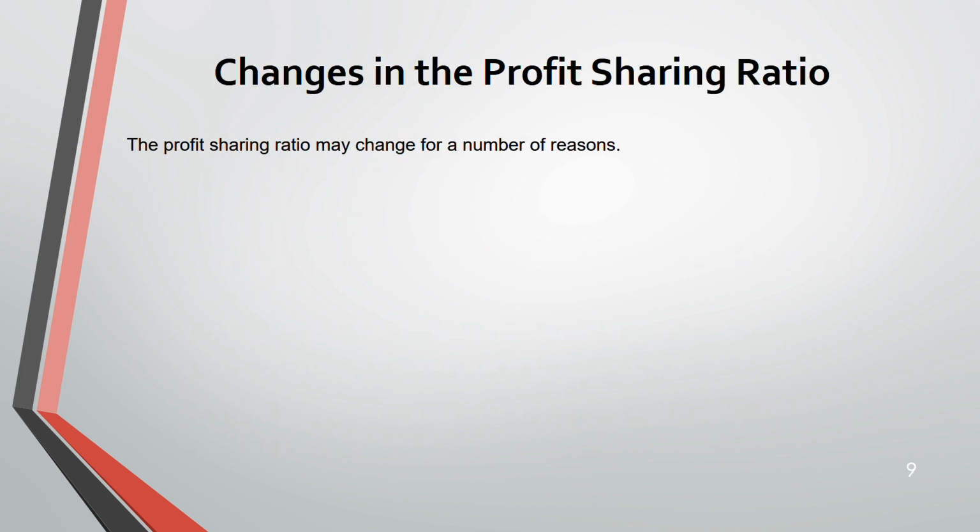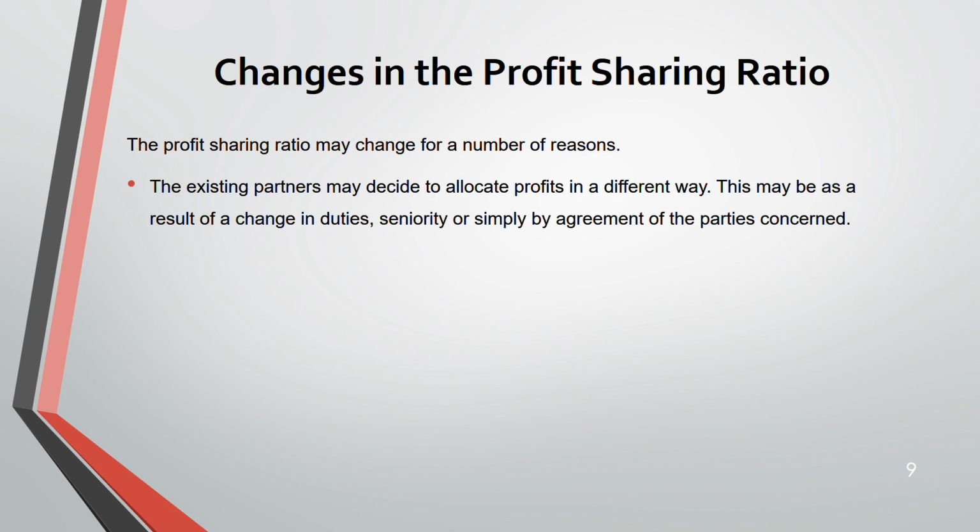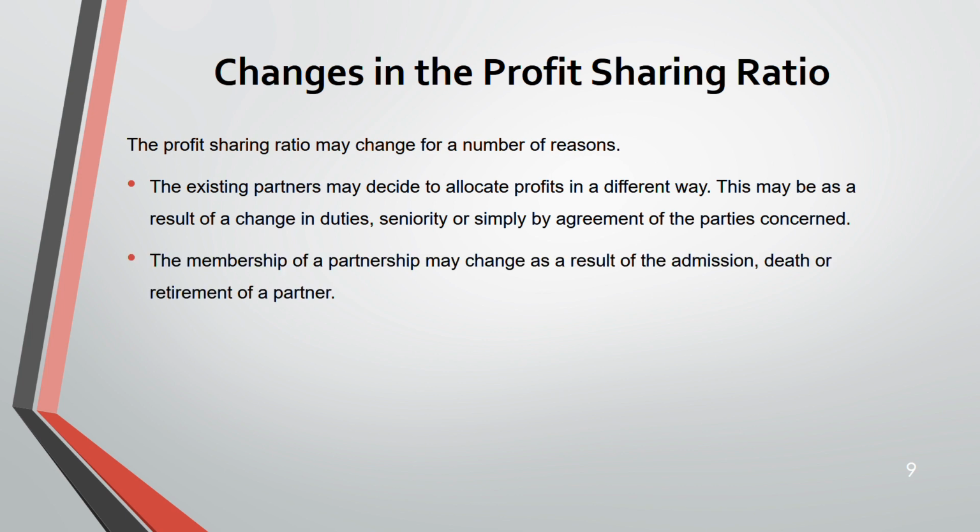Then, the profit sharing ratio sometimes could change due to a number of reasons. First reason, existing partners may decide to allocate profit in a different way. Maybe duties might have changed, maybe based on seniority, or maybe simply by the agreement of the parties concerned. Or the membership of the partnership changes. Maybe a new partner comes, or an old partner retires or dies.